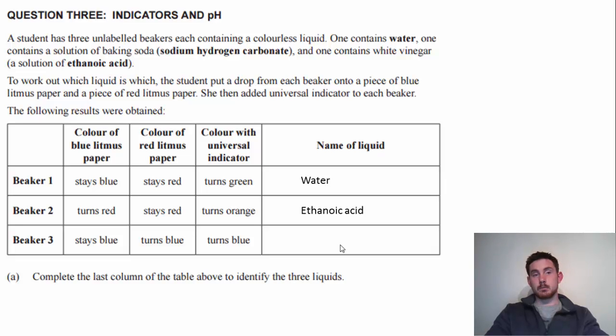And beaker 3 by default then must be the sodium hydrogen carbonate, but if I look at the color of red litmus, the fact that the red litmus paper has turned blue tells me that I must be dealing with a base or alkali, and so I know that that's the sodium hydrogen carbonate.